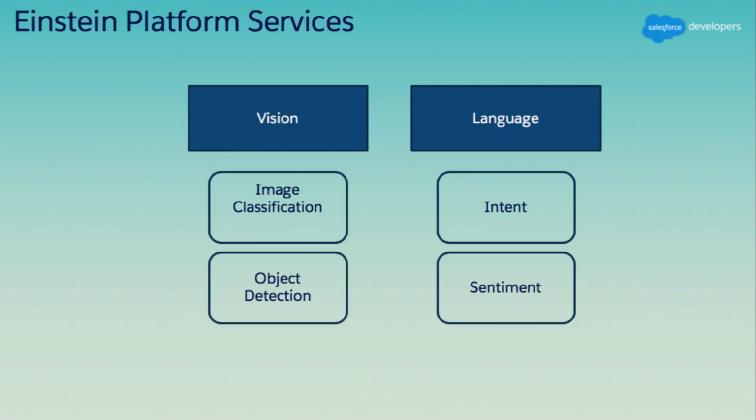So we have two broad categories here. One is vision and another is language. Inside vision, we have again two specific categories. One is image classification. Here I would like to take a very basic example. Say there is an image, a fruit image. All right. So how do I identify whether that fruit is an apple or an orange?